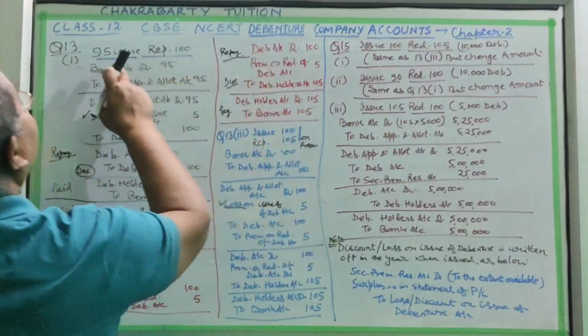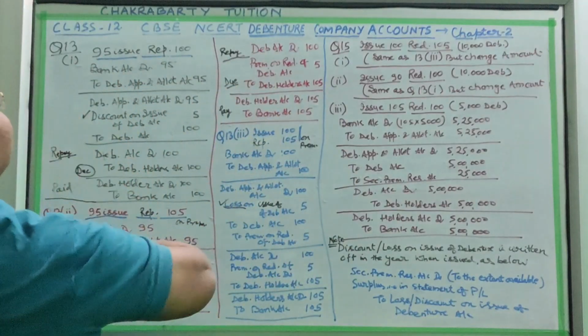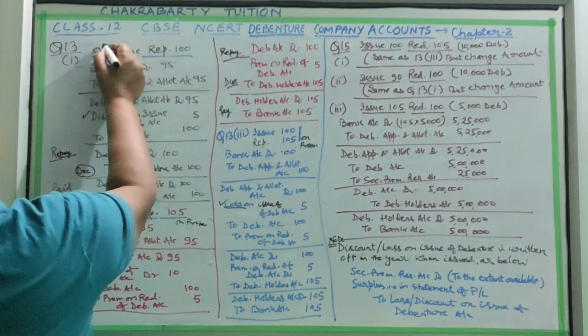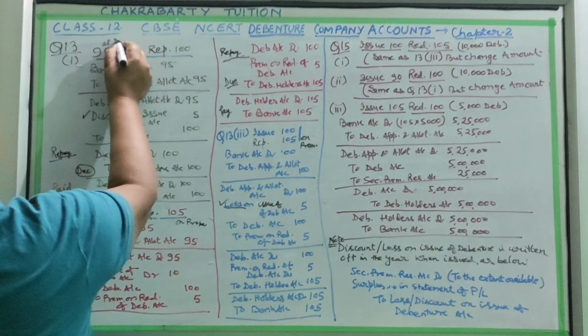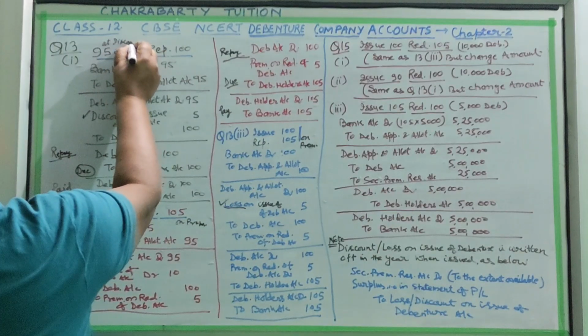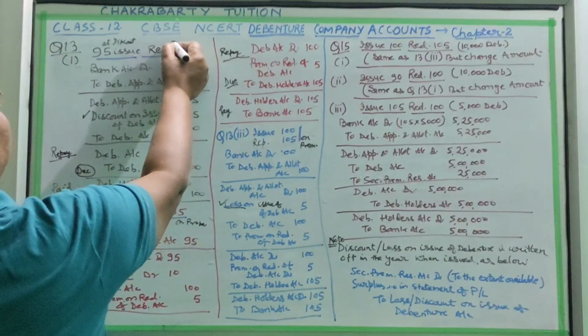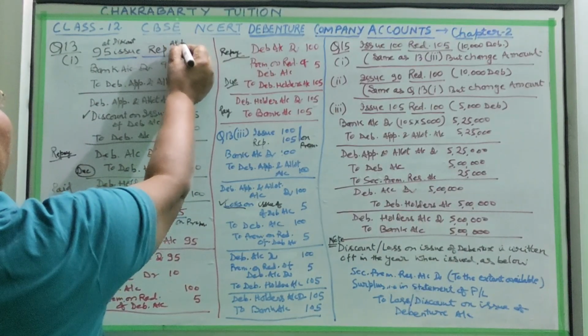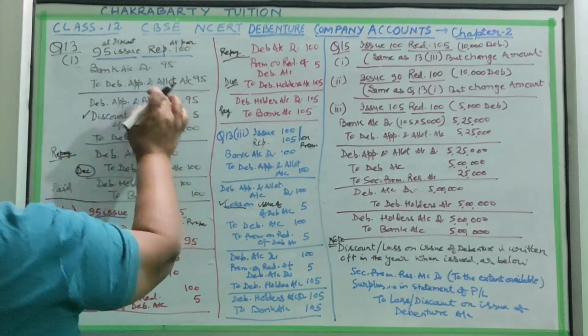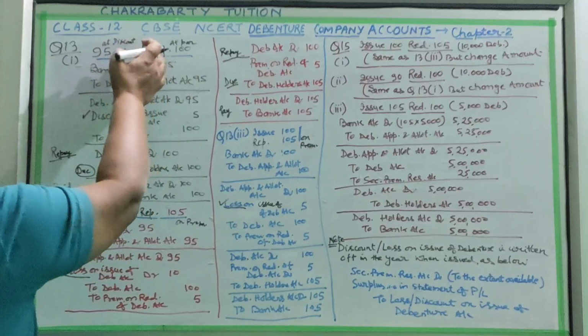Here you see, it is 95, means at a discount. Discount rate can be anything, but the entries will be the same. Only the amount changes, and repayment at par. So only the amount will change, but the discount can be any amount.